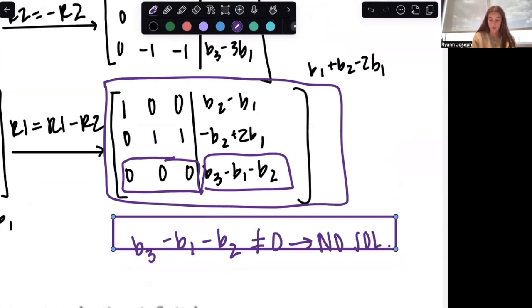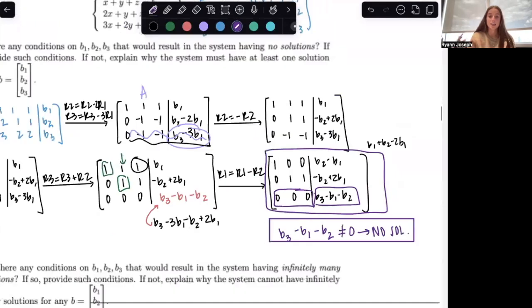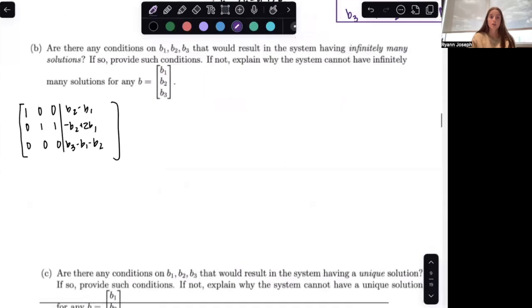That's it. All you have to say. You show the reduced echelon form and you say, if this value is not equal to 0, we're going to have no solutions. Similarly, are there any conditions B1, B2, B3 that will result in having infinitely many solutions?